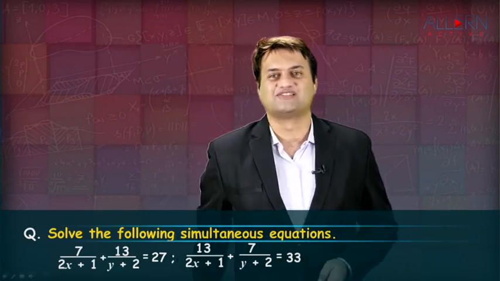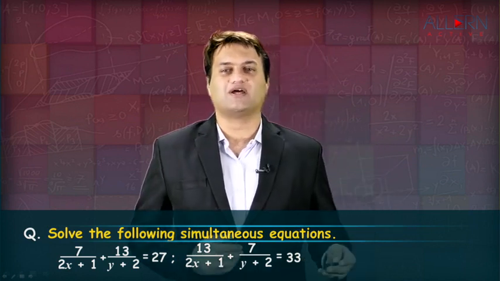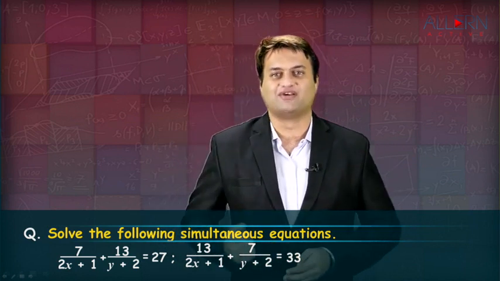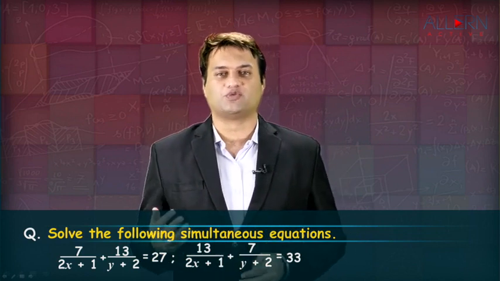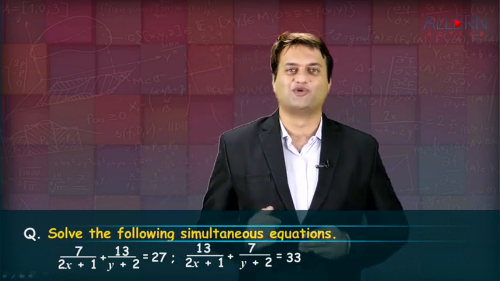Hello students, let us go through some more sums based on when there are variables in the denominator. This time the sum is 7 upon 2x plus 1 plus 13 upon y plus 2 is equal to 27 and 13 upon 2x plus 1 plus 7 upon y plus 2 is equal to 33.